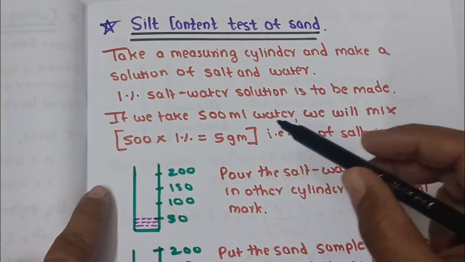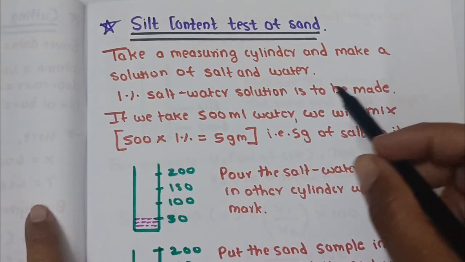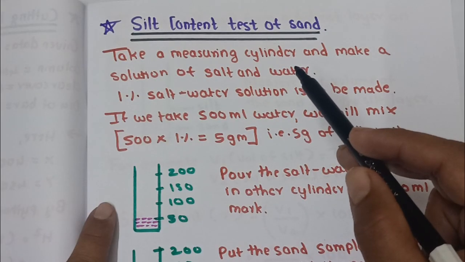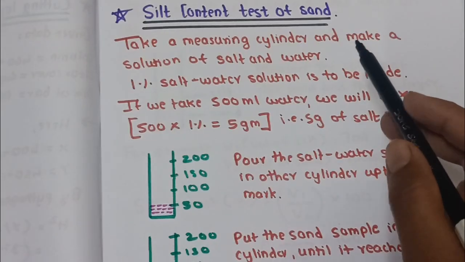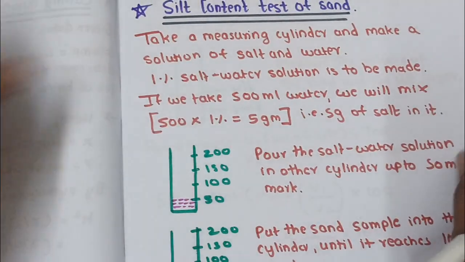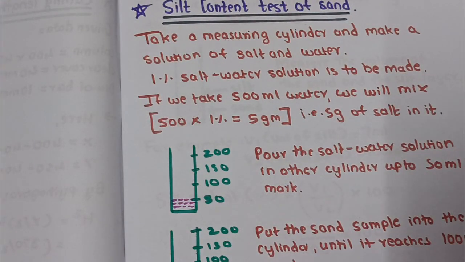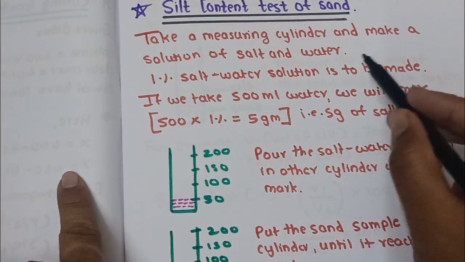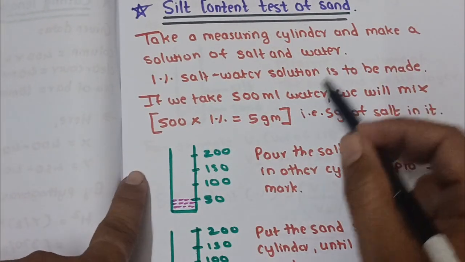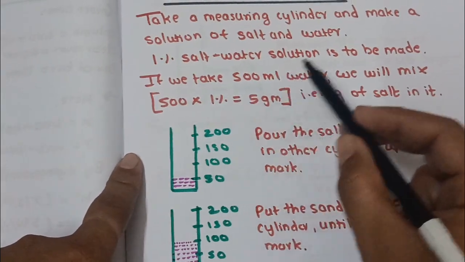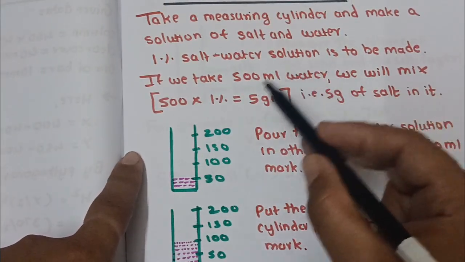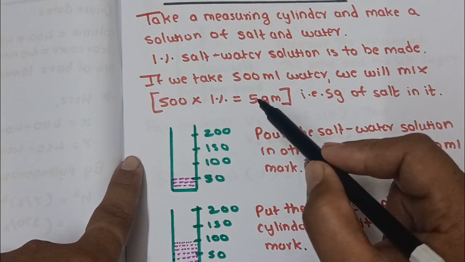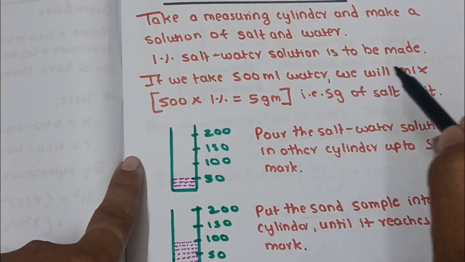So to avoid cracks and other defects, we have to find out silt content of sand after arrival of sand on a site. So for finding out silt content, there's a standard procedure. First, we have to take a measuring cylinder and make a solution of salt and water. 1% salt water solution is to be made. If we take 500 ml water, we will mix 500 into 1%, that is 5 grams of salt in it.